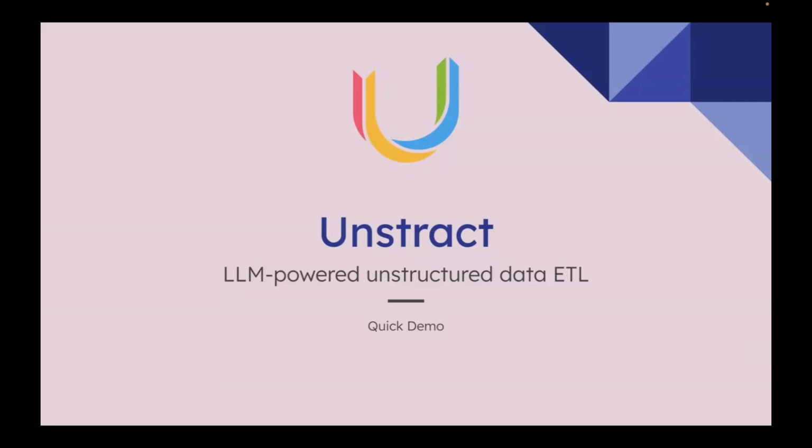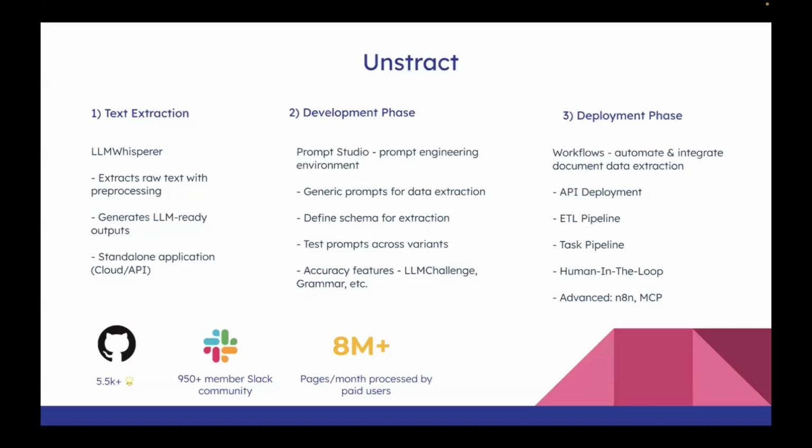Unstract is an LLM-powered unstructured data ETL platform. If I had to give you an overview of the various capabilities in the platform, I'd probably segment it into three categories. Up first, we have text extraction, which is one of its key capabilities. Unstract extracts layout-preserved text from all your uploaded documents. This is done using a text extractor tool. You can connect with various text extractor tools within the platform itself.